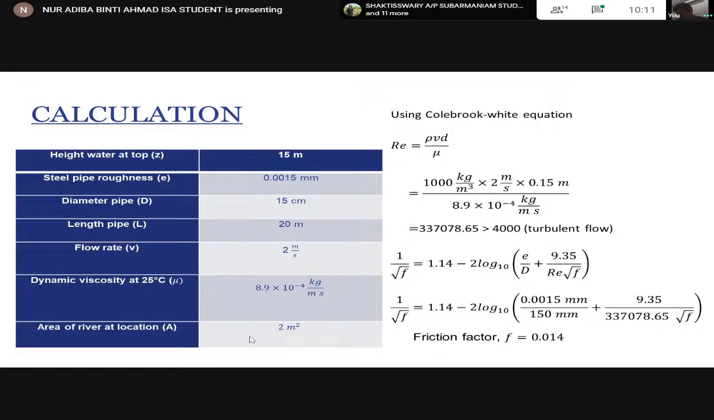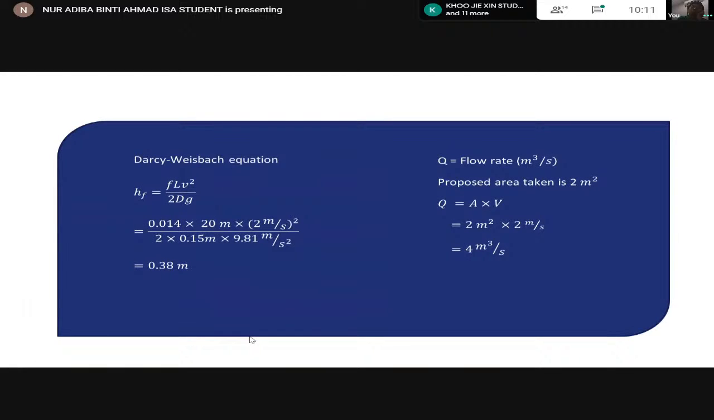So first we find the Reynolds number. The equation is rho times velocity times diameter per dynamic viscosity. So for the conclusion, we get turbulent flow, as it is higher than 4,000. After that, we use the Colebrook-White equation to find the friction factor. Then we use the roughness in the equation. So we get that the friction factor is 0.014. Next slide.